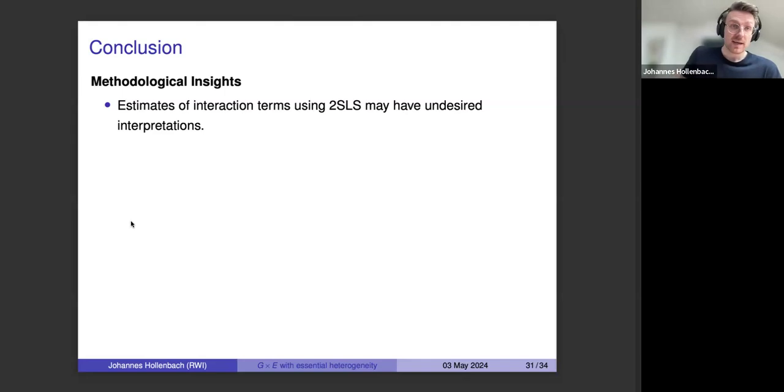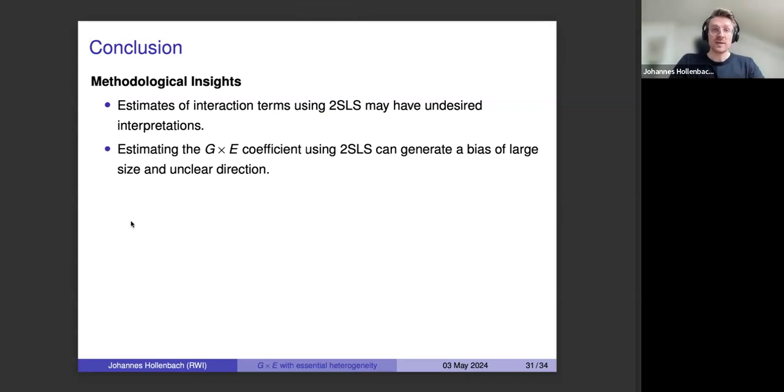I'm already at the conclusion, but I still have some drawbacks, and maybe we're able to discuss further drawbacks at the end. Like I've hopefully shown you, the estimates of an interaction term using two-stage least squares may not have the intended interpretation you want from an interaction term.